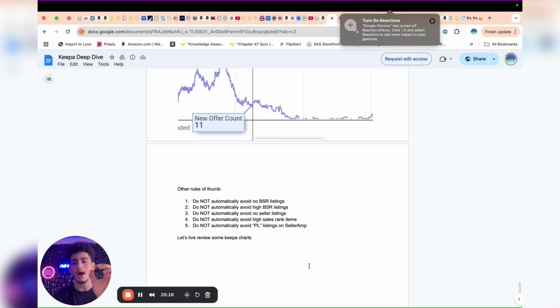So again, I always say base your velocity off of the offer count, right? Never really just go off the BSR. I'm not saying the BSR is irrelevant. It definitely is relevant to a certain extent, but the offer count is probably the most relevant thing when it comes to velocity of a product, right? So always look at the offer count. Do not automatically avoid high BSR listings, right? Again, could be one of those things where it got detached from the main listing and Amazon just didn't attach a BSR to it, right? So keep that in mind as well.